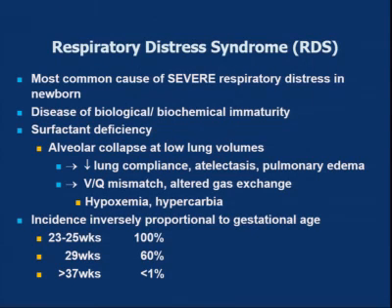It's the most common cause of severe respiratory distress in the newborn. Basically, this is a lack of surfactant in a somewhat immature lung. This is the most typical scenario that you'll see in a premature baby.